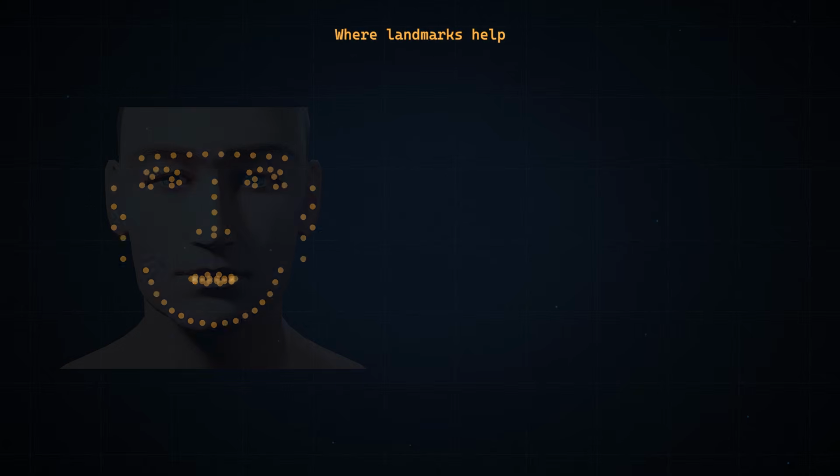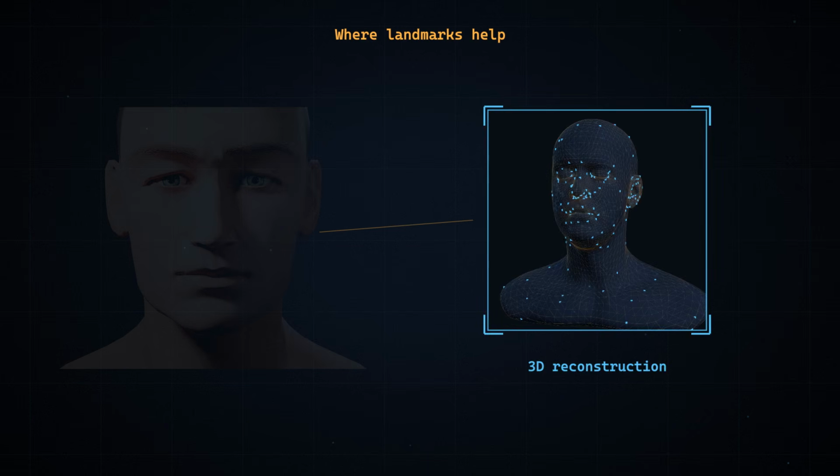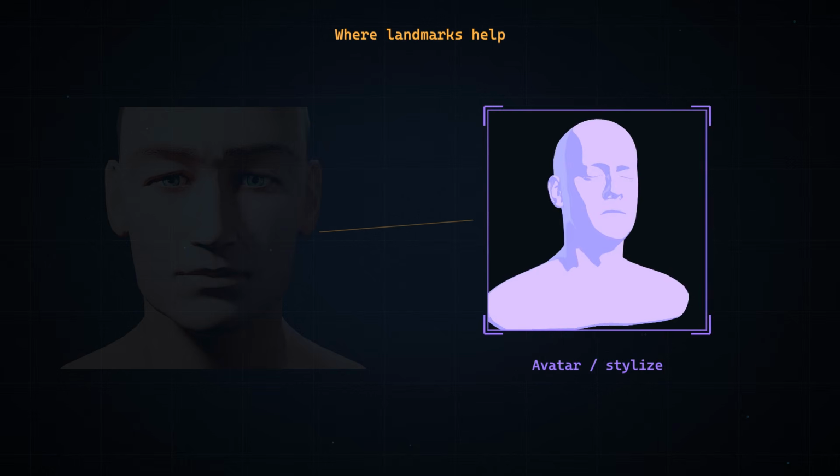First, face recognition. You compare two faces by lining up the points. 3D reconstruction. These flat dots become the seeds for a full 3D model of the head. Cartoon or sketch. Trace the points and you get a stylized drawing.